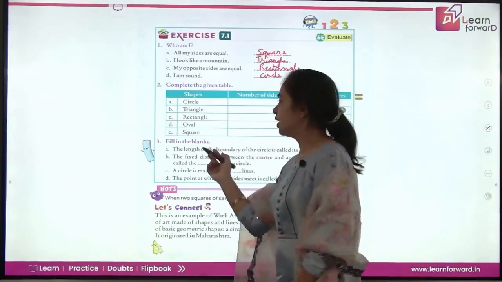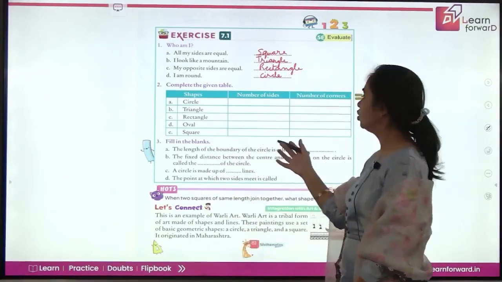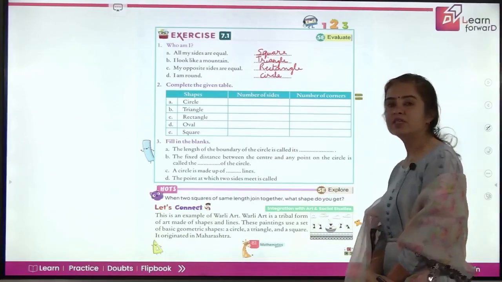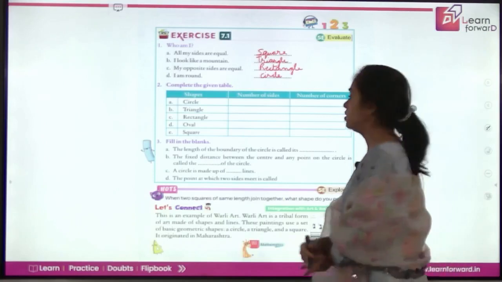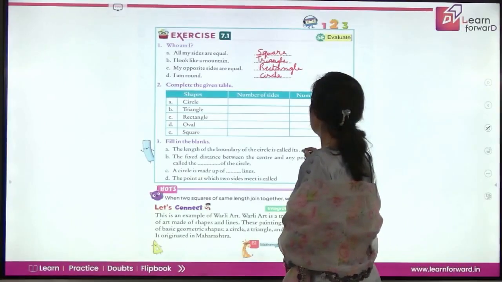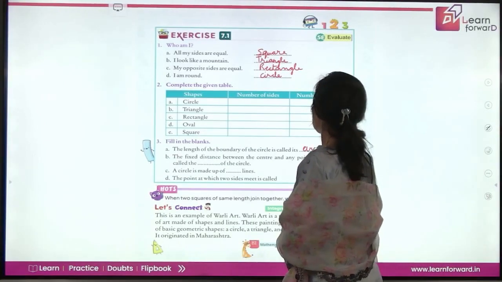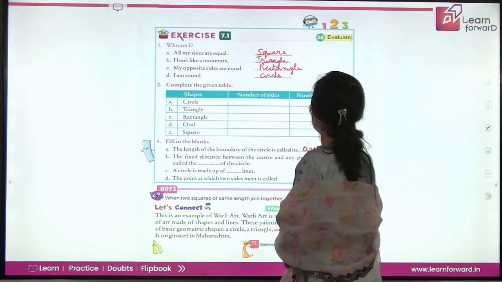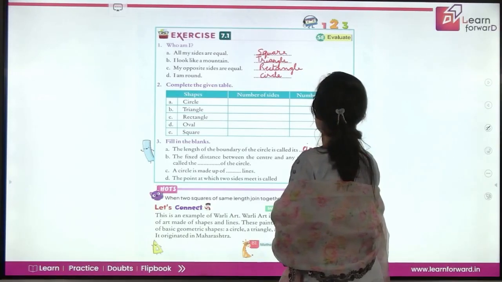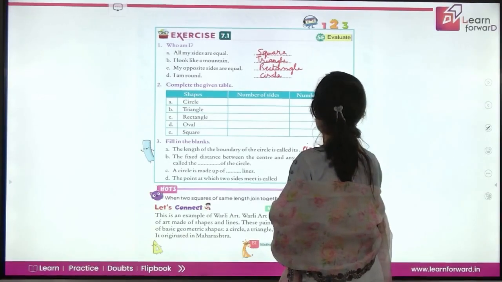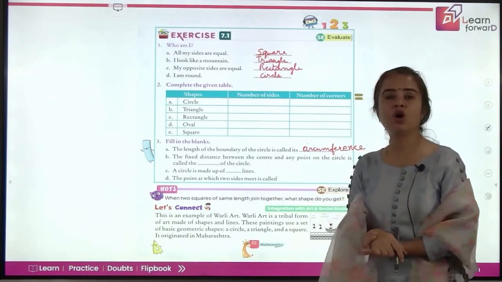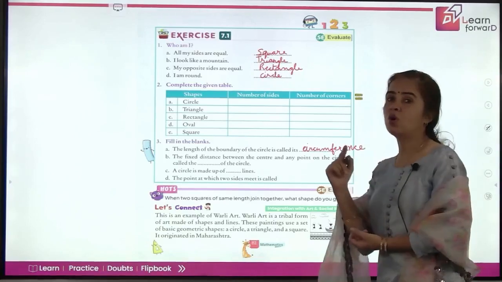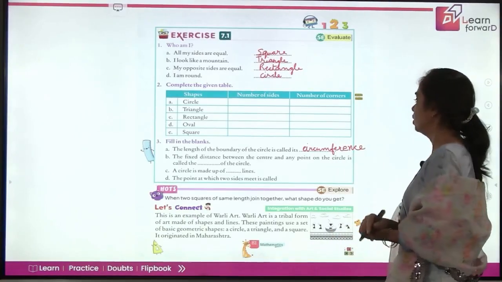Now coming to next, fill in the blanks. The length of the boundary of a circle, what is it called? That is called a perimeter, children. That is called its circumference. So boundary of any shape is called perimeter, but there is a special name for the boundary of circle, that is called its circumference. Okay.